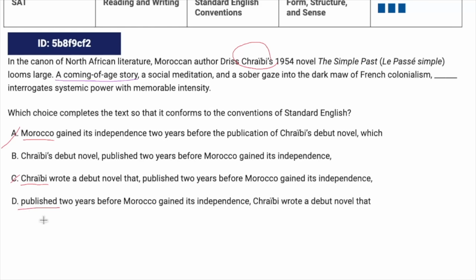Published. We have a straight up verb. A verb is not a story. It's not even a subject, so that really doesn't work. And just like that, we got our correct answer, which is choice B.